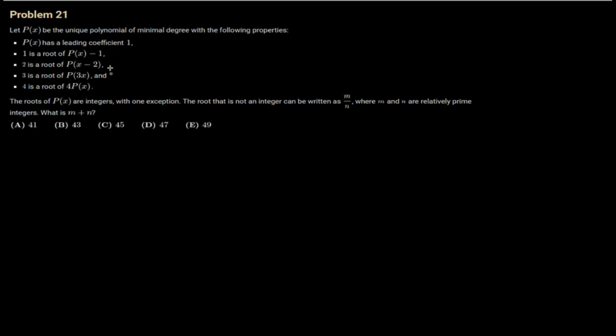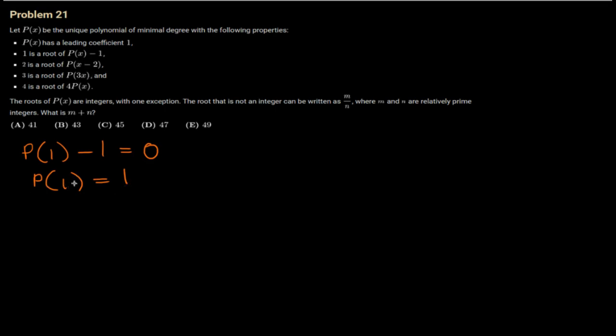Of course, this is going to be the most important information. Let's start from the top. If p of x has a leading coefficient 1, that just means that the leading term will have a coefficient of 1. So let's just keep that aside for now. Now 1 is a root of p of x minus 1. So if we plug in 1 over here, p of x minus 1 is 0, right? P of 1 minus 1 equals 0, which means p of 1 is simply equal to 1. So that might be useful for us, but not right now.